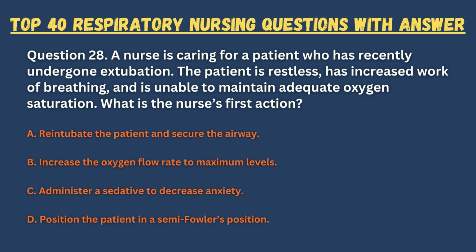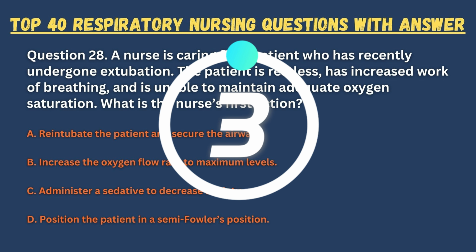Question 28. A nurse is caring for a patient who has recently undergone extubation. The patient is restless, has increased work of breathing, and is unable to maintain adequate oxygen saturation. What is the nurse's first action? A. Re-intubate the patient and secure the airway. B. Increase the oxygen flow rate to maximum levels. C. Administer a sedative to decrease anxiety. D. Position the patient in a semi-Fowler's position.